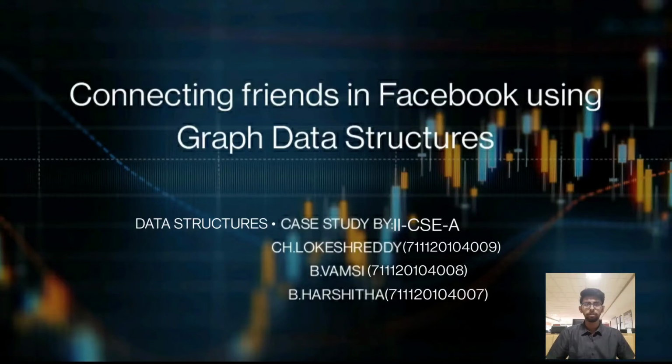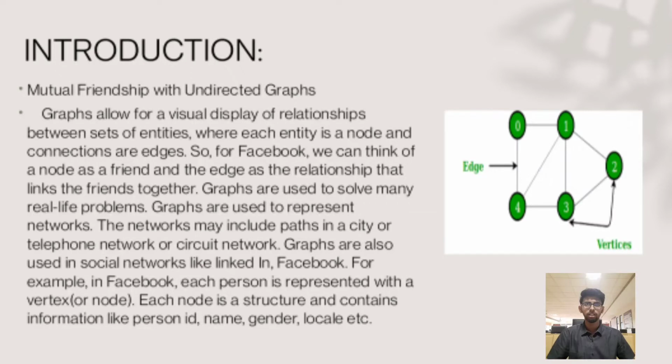Hello one and all. We are presenting a case study on connecting friends in Facebook using graph data structures. Introduction. Graphs allow for a virtual display of relationships between sets of entities, where each entity is a node and connections are edges. So for Facebook, we can think of a node as a friend and the edge as a relationship that links our friends together.